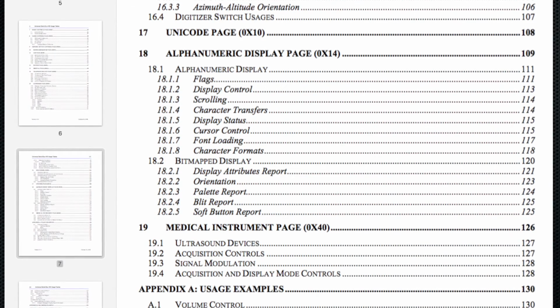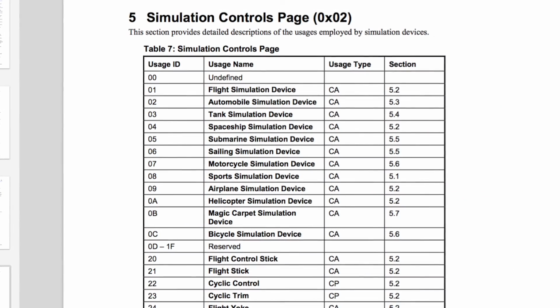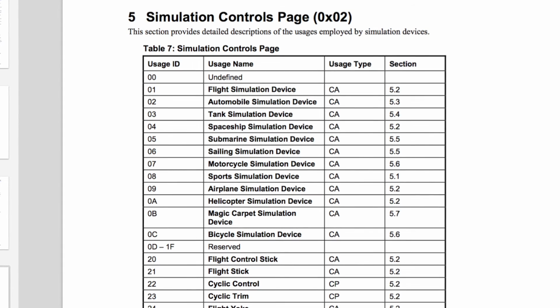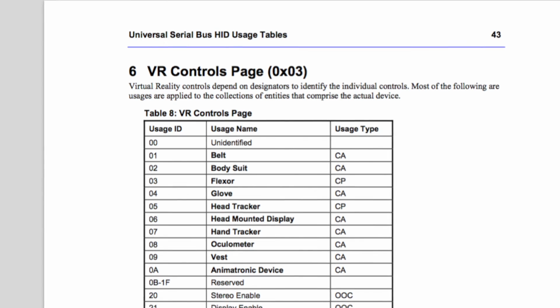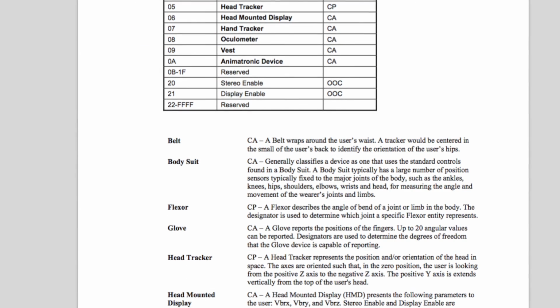But despite these tables of optimistic hexadecimal codes for magic carpet simulations and VR devices, no one at the time really could define how those drivers would work, and so no one really wanted hardware that no one would know how to write a driver for.